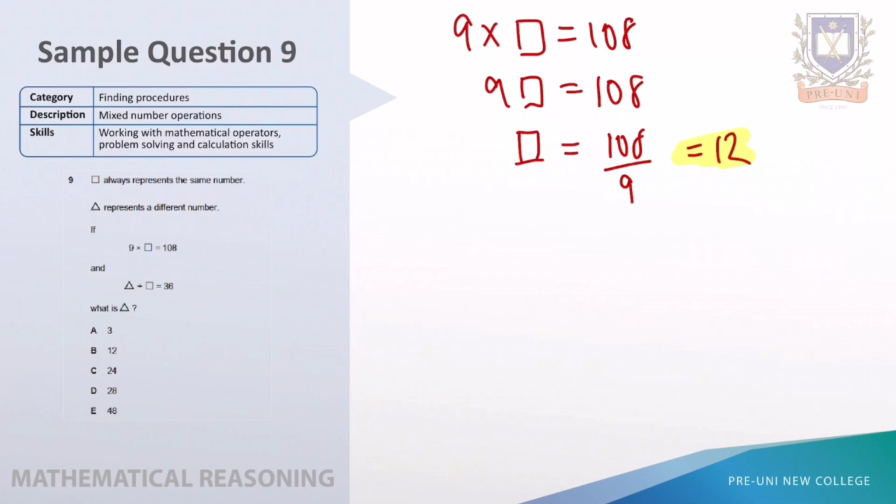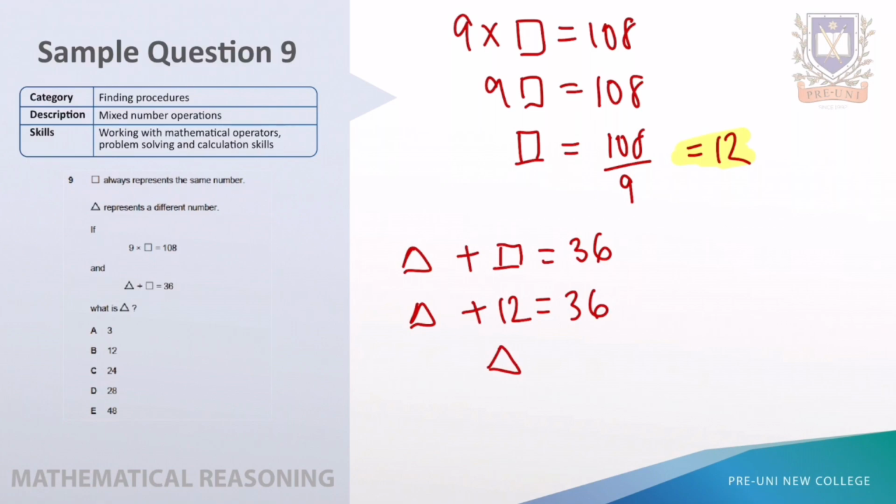And so what students can do now is that once they have found that value, we can sub it into the second equation that we have. So we know that a triangle plus a square is 36. And we know that a square is equal to 12, so we can sub it in as a triangle plus 12 is 36. And then subtract 12 from both sides to get 24. We can see that option C would be the answer.